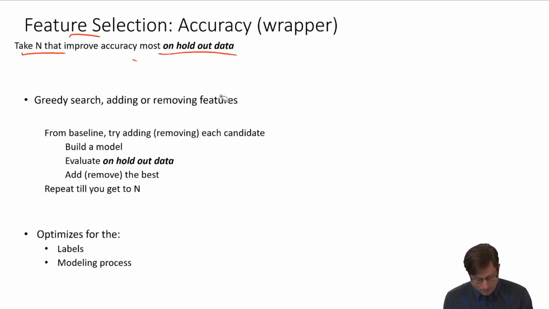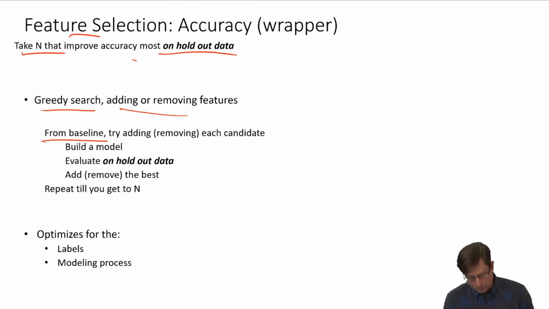Okay, so here you go. You could imagine a lot of ways to do this. Let's talk about a simple one, and that is a greedy search, either adding or removing features from a baseline. The baseline could be we start with every feature and we just remove them until we can't remove any more because we start hurting accuracy too much. Or it could be we start from using no features and we add features one at a time.